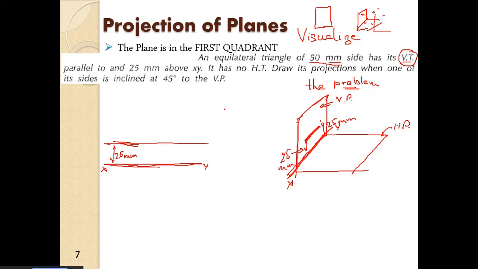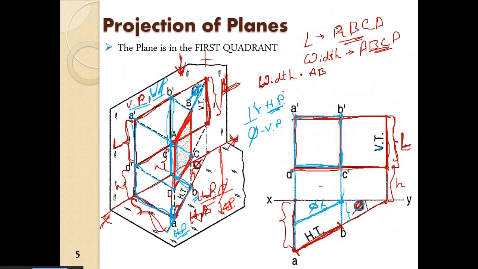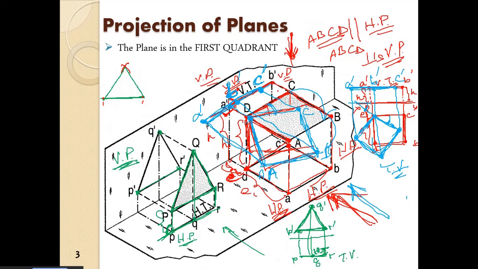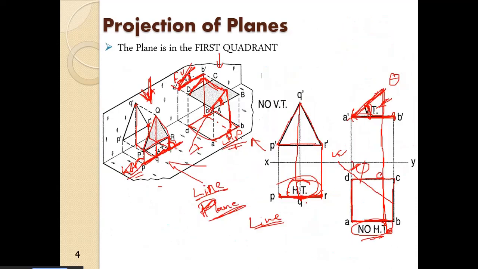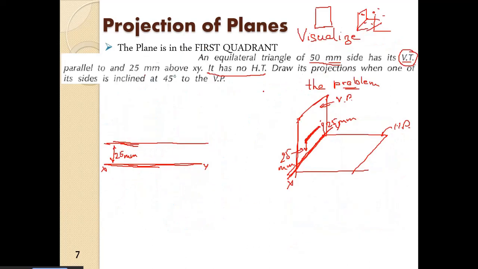It has no horizontal trace. So what does that mean? Let us see where was the case where we had no horizontal trace. Here we had no horizontal trace. So the plane was parallel to the horizontal plane. So in this case, the triangle will be parallel to the horizontal plane.